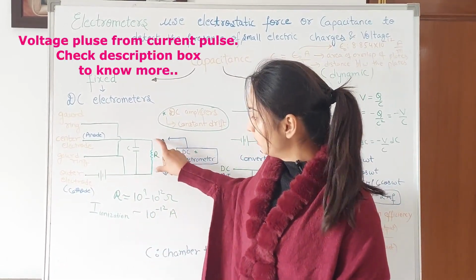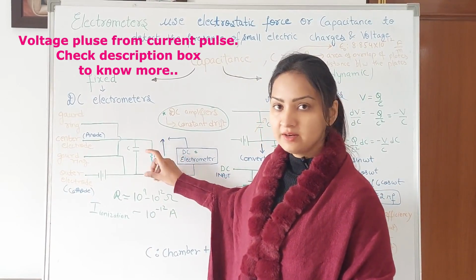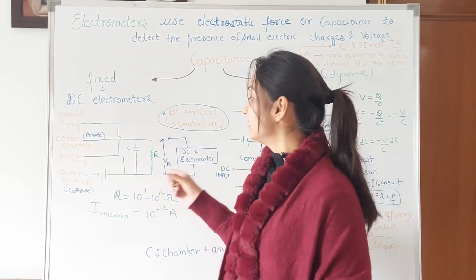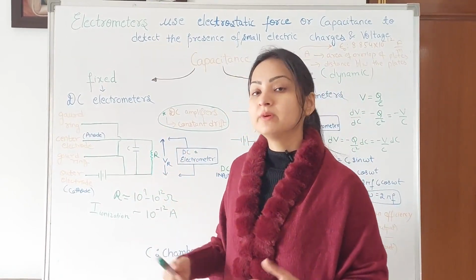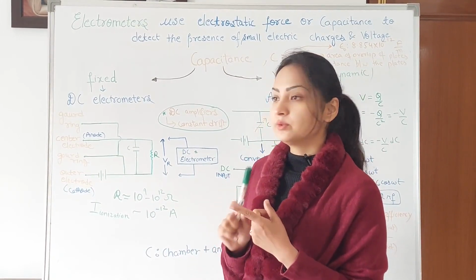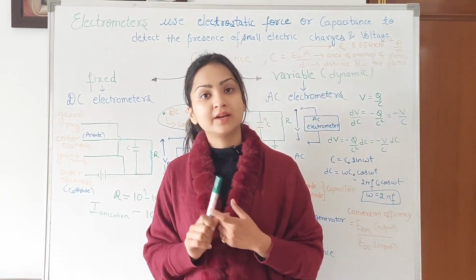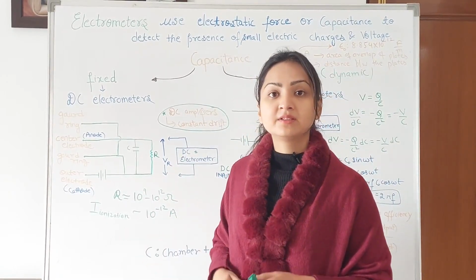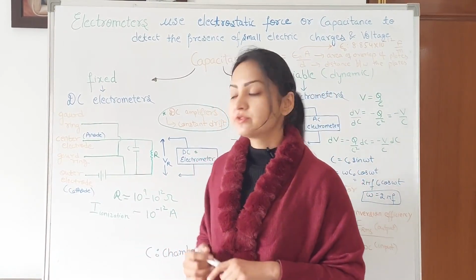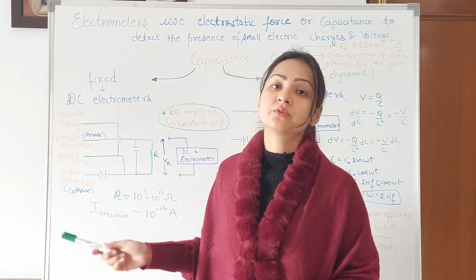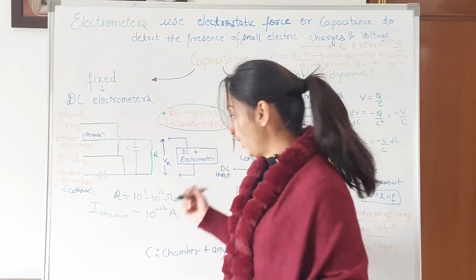The pulse that you will be getting through this resistor R is VR, that is a voltage pulse, and it is this very pulse that will be measured by the DC electrometer. You know that the order of current that you get from an ionization chamber is of the order of 10 to the power minus 12 ampere. So instead of measuring current, it was always a good idea to measure something else which is related to current. And what is that? You have voltage.